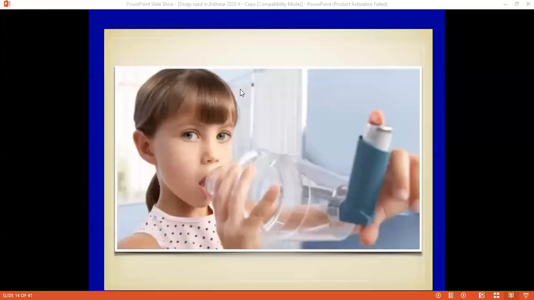And you can see from here, this is the canister containing the drug, and this is the spacer through which the patient can breathe for a longer time, so that all the drug can enter into the lungs.